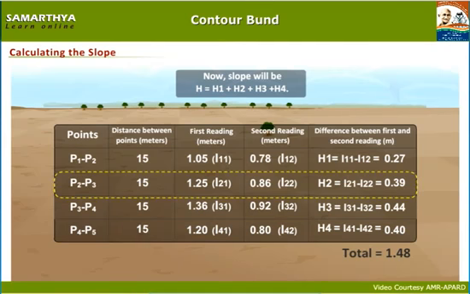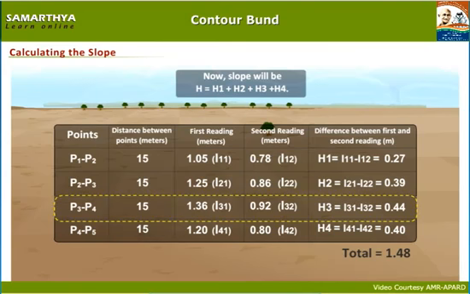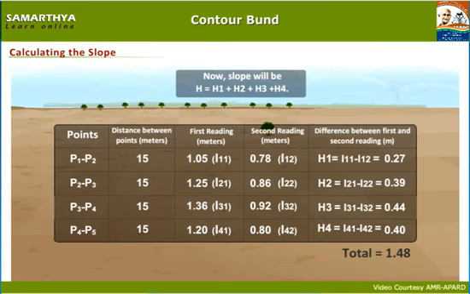P2 to P3: 15 meters, 1.25 meters, 0.86 meters, 0.39 meters. P3 to P4: 15 meters, 1.36 meters, 0.92 meters, 0.44 meters. P4 to P5: 15 meters, 1.20 meters, 0.80 meters, 0.40 meters.